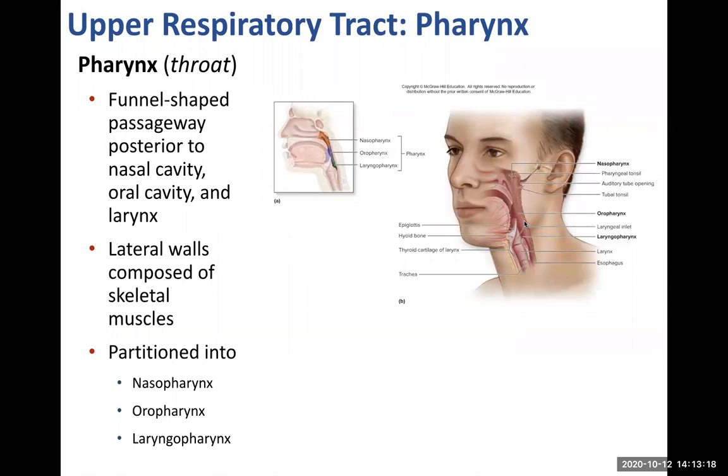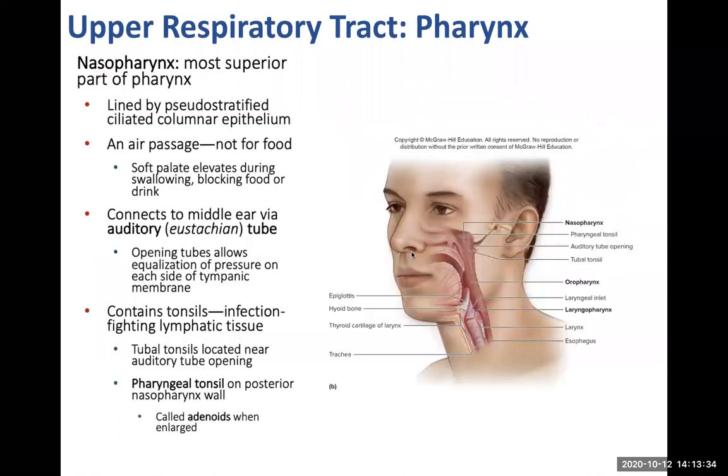Okay, so moving on to the pharynx. The pharynx, again, is called the throat. It is partitioned or divided into three different areas. The nasopharynx, you can see here, the oropharynx, and then the laryngopharynx is right here. So we're going to go through each one of these.